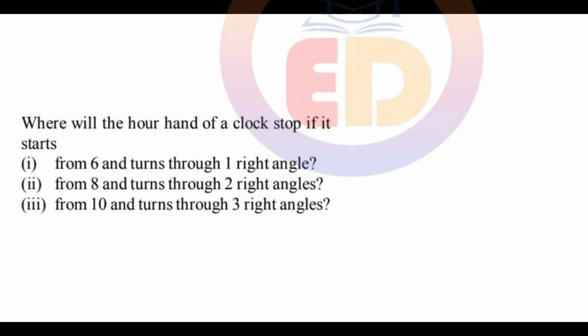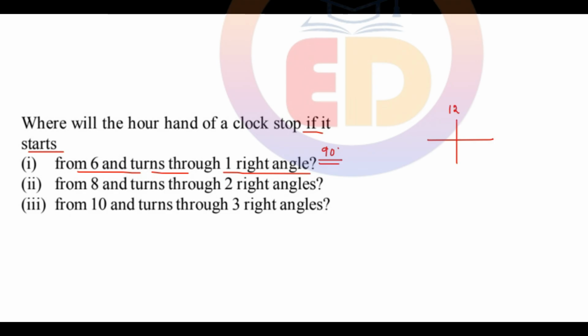Next question, where will the hour hand of a clock stop if it starts from 6 and turns through one right angle? क्वेश्चन में पूछा है कि आवर हैंड कहां पर स्टॉप होगी अगर वो स्टार्ट होती है. इन द फर्स्ट ऑप्शन दे सेइंग दैट वो अगर वो 6 बजे स्टार्ट होती है और एक राइट एंगल मींस 90 डिग्री एंगल अगर वो मूव करे तो वो कहां पर रुकेगी.